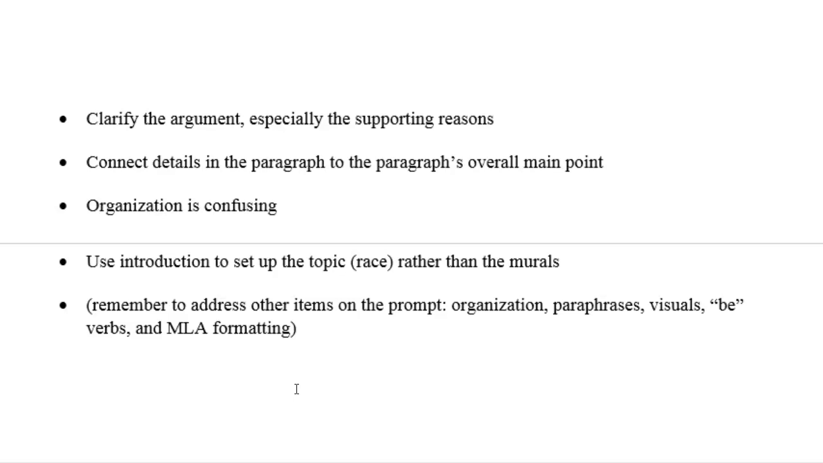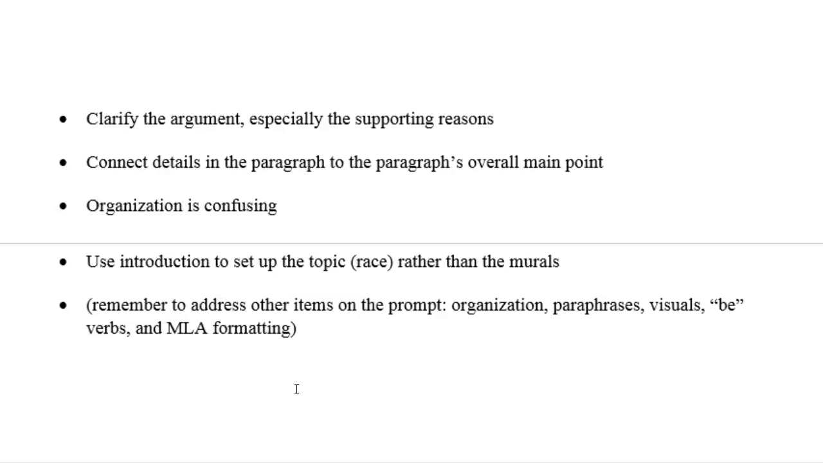Within the body paragraphs, this is a big issue: connecting the details in the paragraph to the paragraph's overall main point. So make sure that you're using details from the murals, not just Branch Rickey's life, using details from the murals and explaining how they connect to the paper's or the paragraph's overall main point.